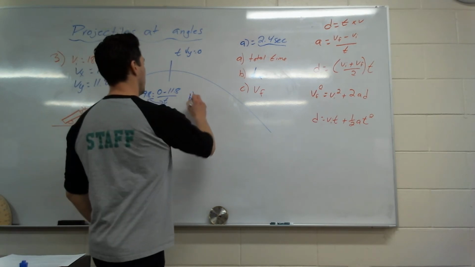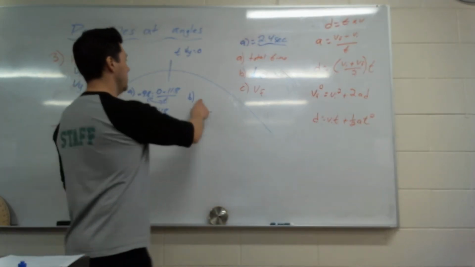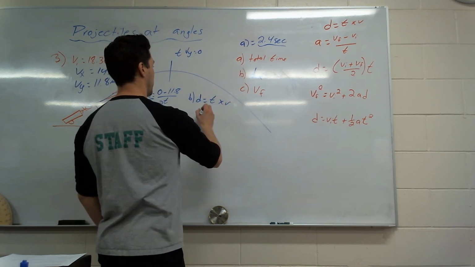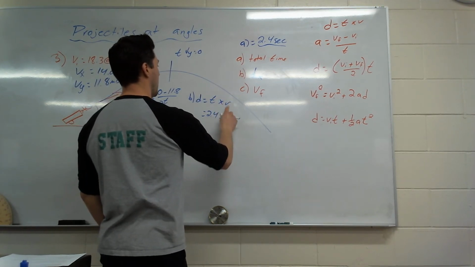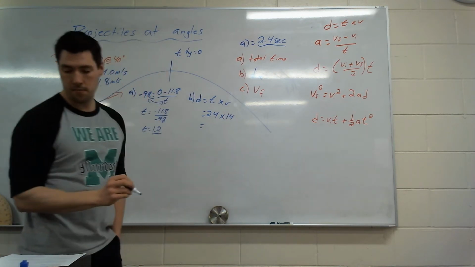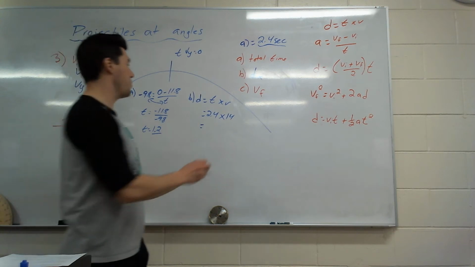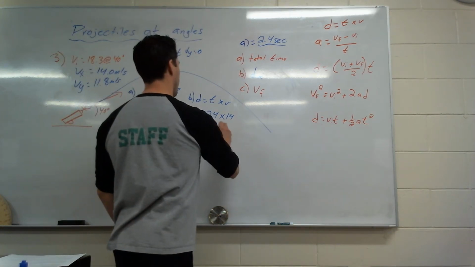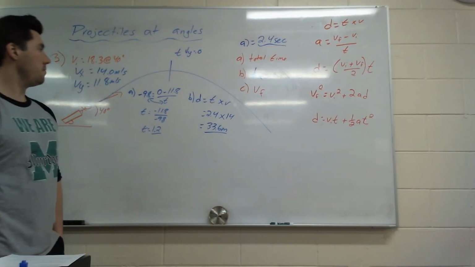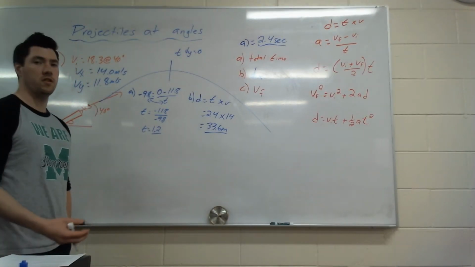For B, all I have to do is just go, distance equals time multiplied by velocity. So my time is 2.4. My velocity is 14. And so I get an answer of, where's my answer? 33.6. 33.6 meters. Okay, and so that's B. All right, let's go over C.